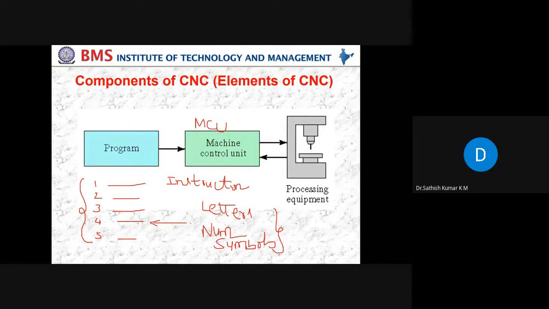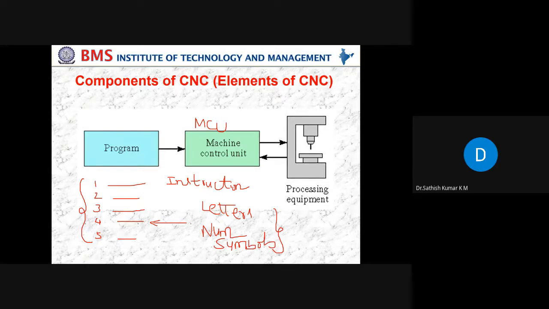So please understand, the MCU is the interfacing member which executes the instructions line by line. It understands the program line by line and feeds it to the machine tool in order to carry out the operation. This is the basic understanding of what the machine control unit is all about.